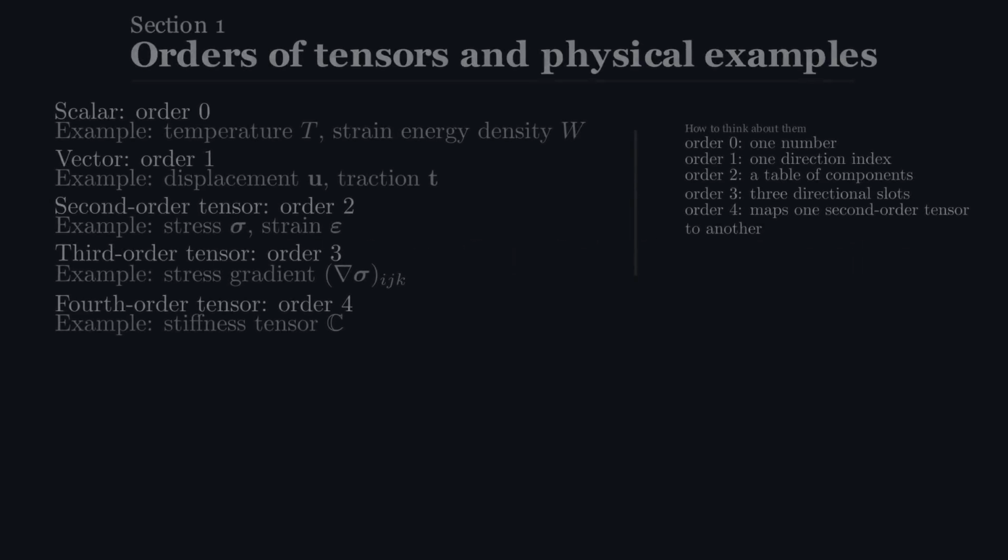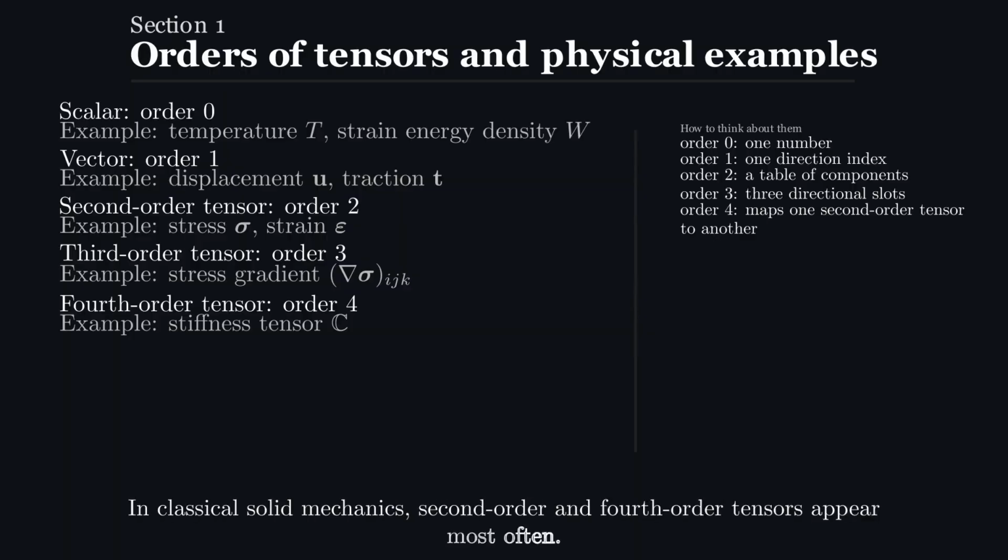A scalar is order 0. A vector is order 1. Stress and strain are second-order tensors. The gradient of stress is a third-order example. And the stiffness tensor is fourth order because it maps a second-order strain tensor to a second-order stress tensor.